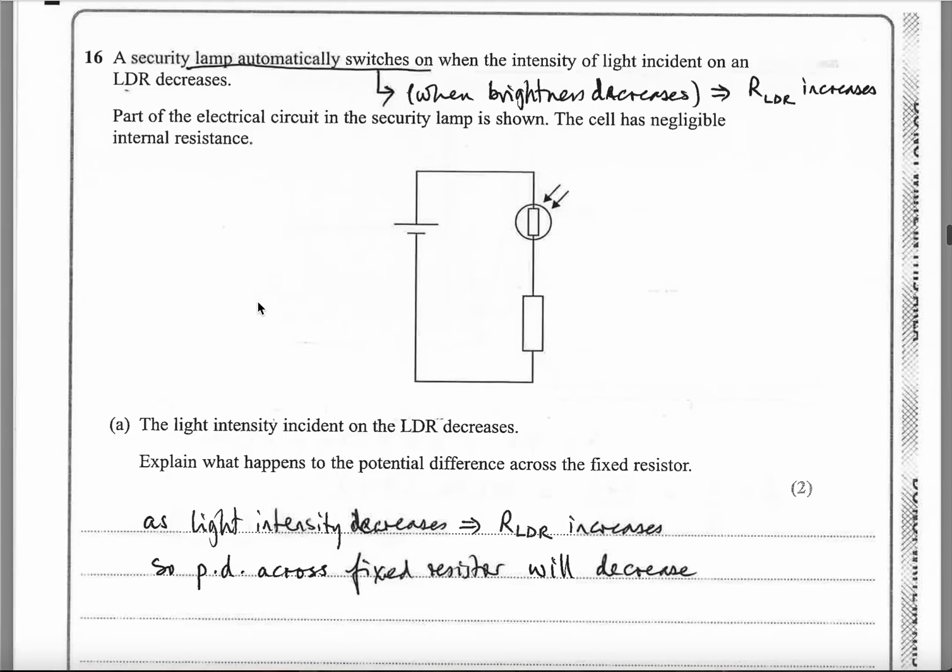Okay, back to this paper, question 16. It mentions that there's a security lamp that switches on automatically, and I put when the brightness decreases, okay? So that's when you want it to switch on automatically. Obviously when it goes dark, they want the security lamp to go on.